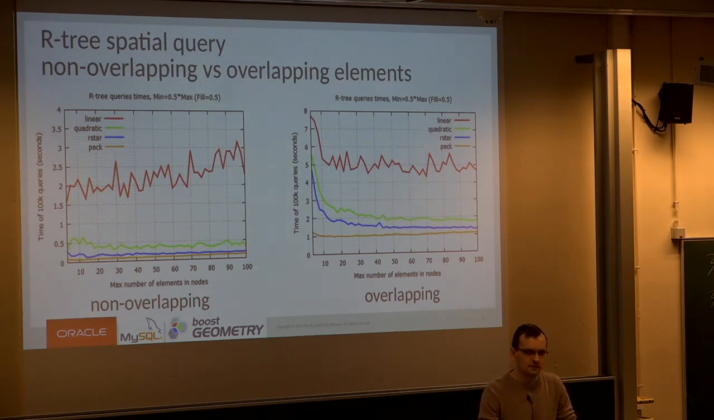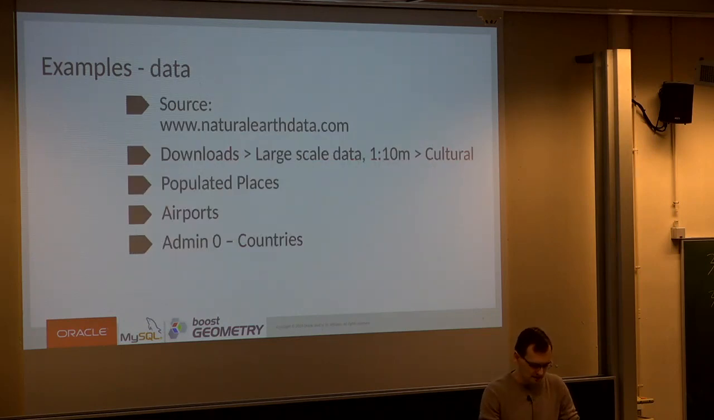And by overlapping, I mean physically overlapping in 2D, like for instance, if you have big objects overlapping each other, or you have objects in higher dimensions, then there is more probability that they will overlap. Okay, so now a few examples.